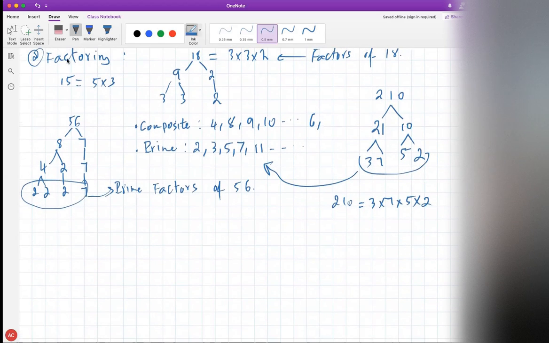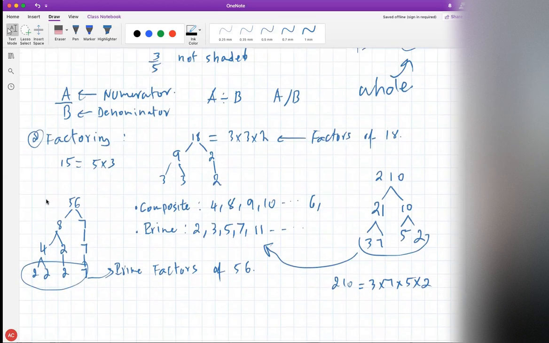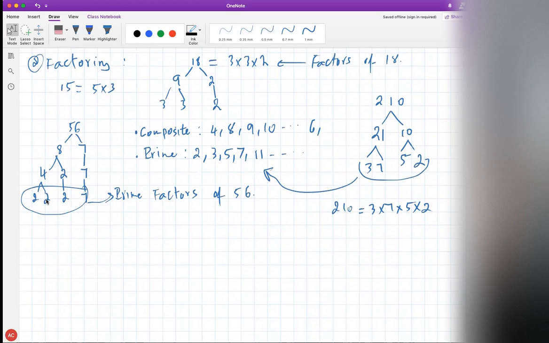Okay, so that's basically factoring. Let's move on to another thing. Simplifying fractions. Or before that, let's do types of fractions. Types.